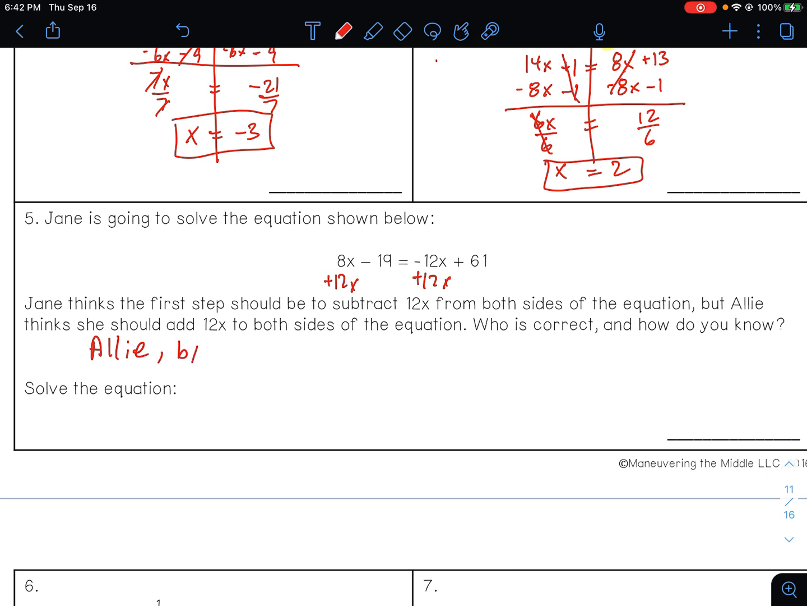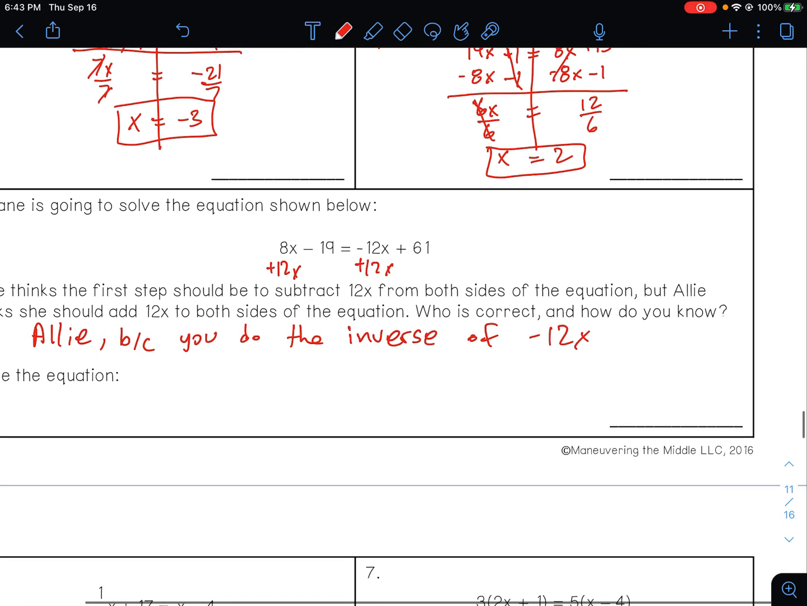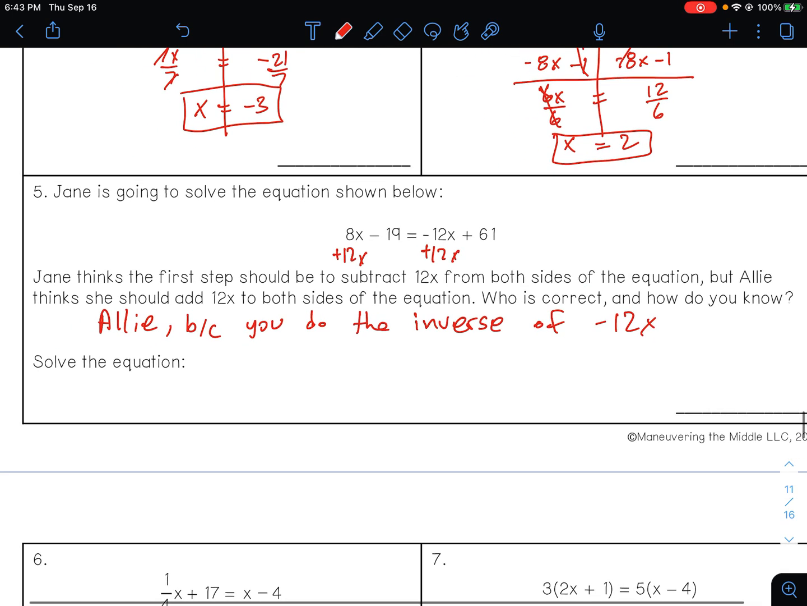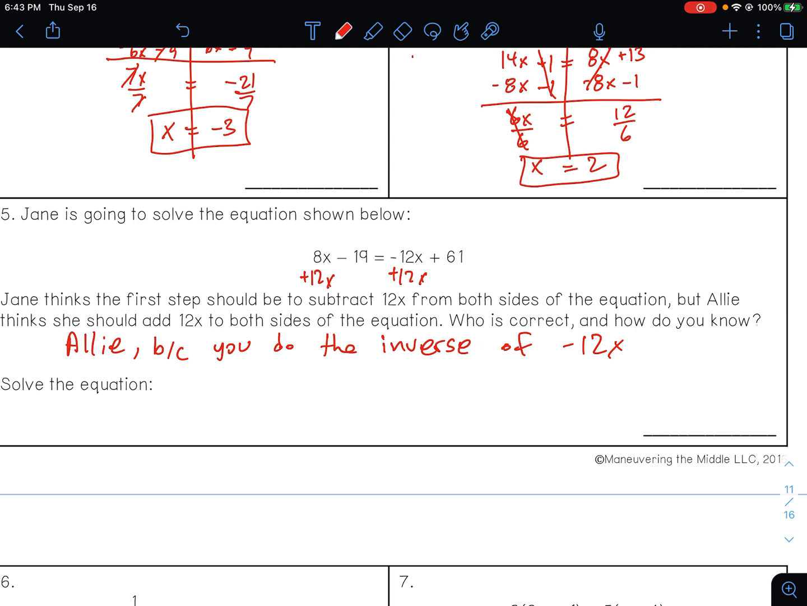Because you have to do the inverse, or opposite. The inverse of negative 12x is plus 12x. All right, solve the equation. Gosh, I wish they gave us space, but they don't because they're terrible. I'm going to try to solve it up here, in fact, it'll give me more space. So we've got 8x minus 19 equals negative 12x plus 61.